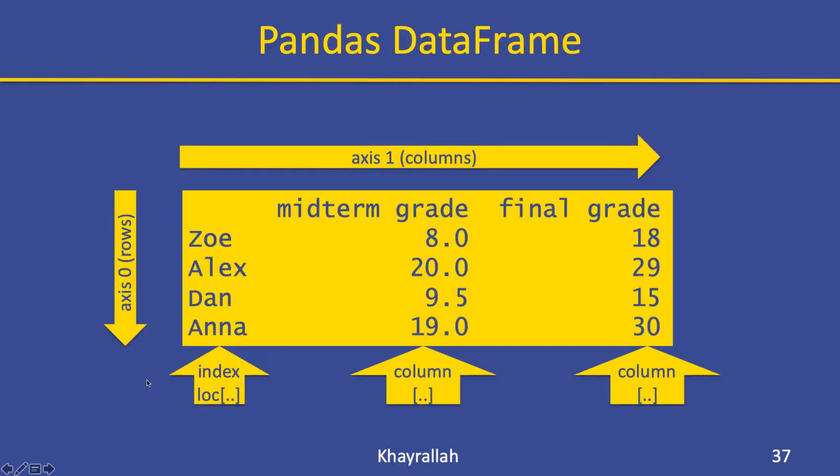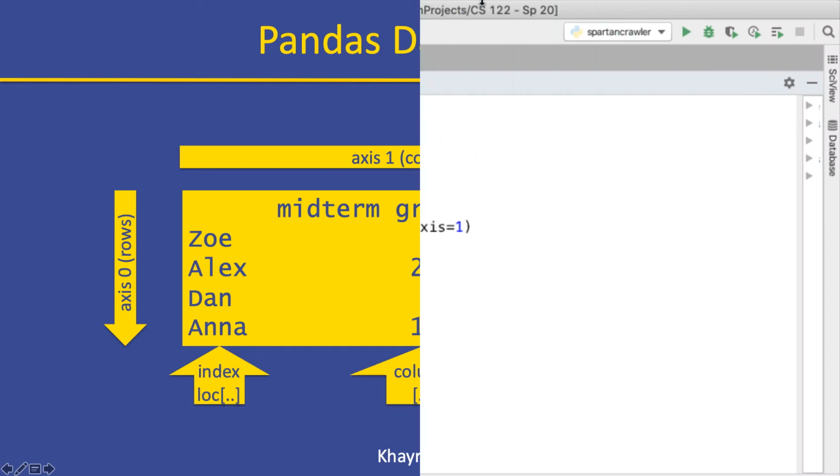So as we said before, a Pandas data frame is a two-dimensional table. Axis 0 is the row axis and axis 1 is the columns axis. The index of the data frame is the common index. To access an entry corresponding to a given index label, we use loc, just like we did for a data series. Now, to access a column, we use square brackets. Let's go to PyCharm for some examples.